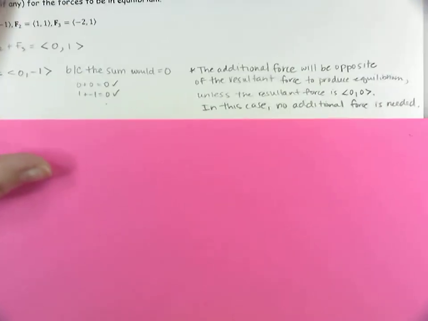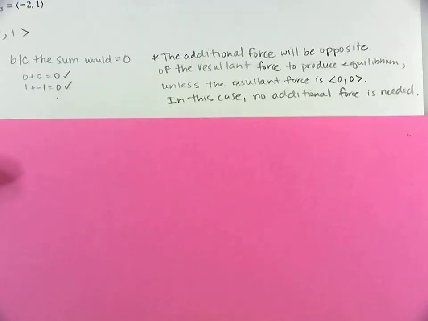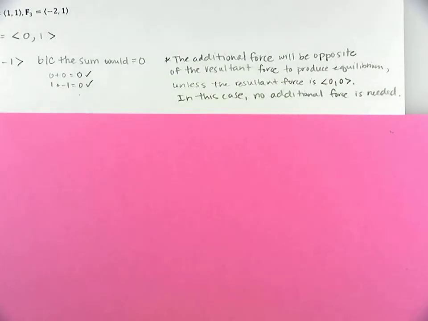Okay, so the additional force is always going to be opposite of the resultant force to produce your equilibrium. So let's say your vector was 5, negative 3. What would the other vector need to be? Negative 5, positive 3. So it's always going to be the opposite.